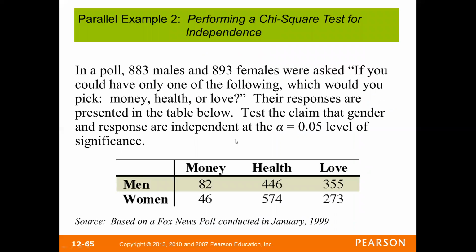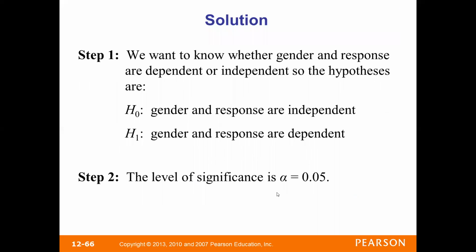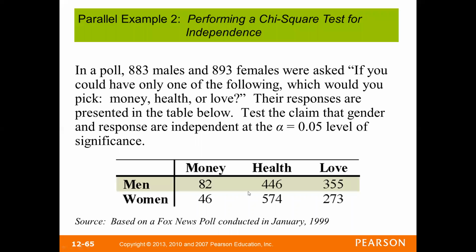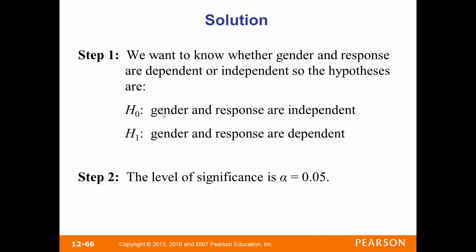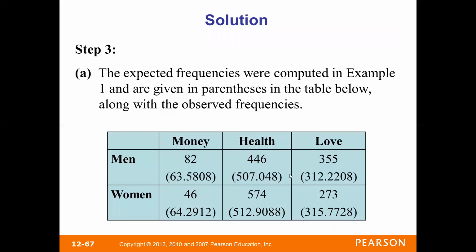For 883 males and 893 females, this was the actual observed data that we had. To come up with the expected values, we'll take column times row divided by total, which we saw in an earlier slide. Our null hypothesis is that gender and response are independent. The alternative is that gender and response are dependent. We've set a level of significance of 0.05.